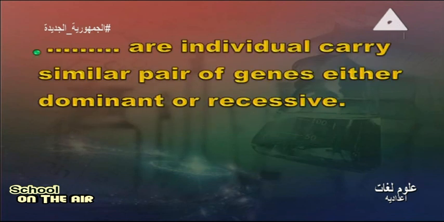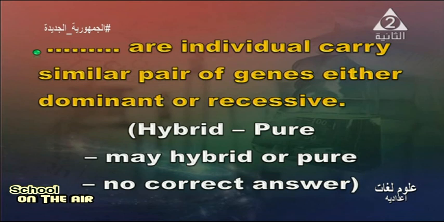Which individual carries a similar pair of genes, either dominant or recessive: hybrid, pure, may be hybrid or pure, or no correct answer? A pure individual carries a similar pair of genes, either dominant or recessive.